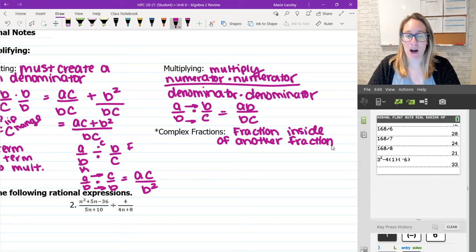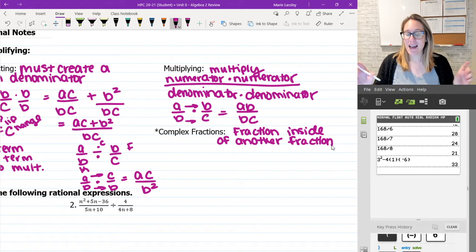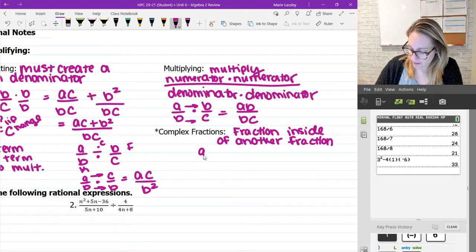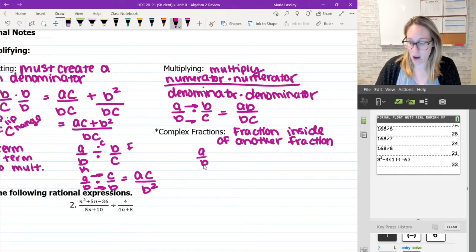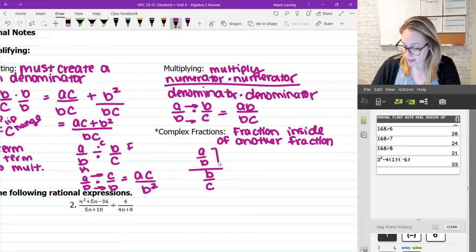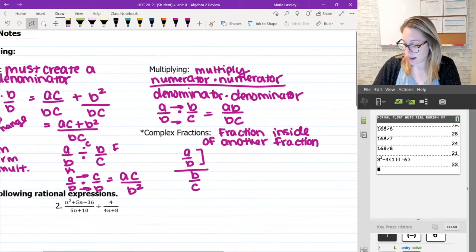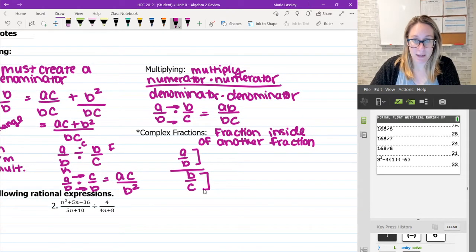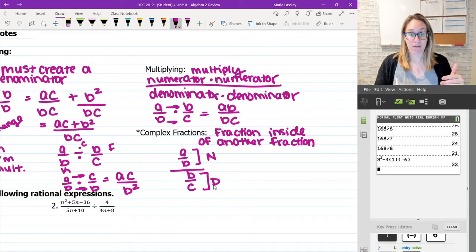And we're going to tackle complex fractions by rewriting it as a division problem, because ultimately it really is still just dividing. All right, so for instance, if I'm keeping my same fractions, so if I have A over B over C. That looks really scary, but it's not. It just means I'm taking this piece and I'm dividing it by this piece. So this is my numerator, this is my denominator of my big fraction.